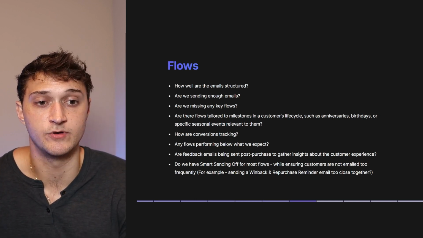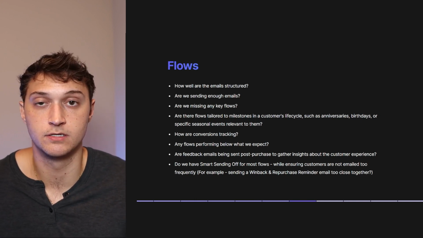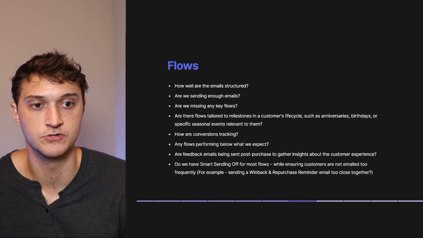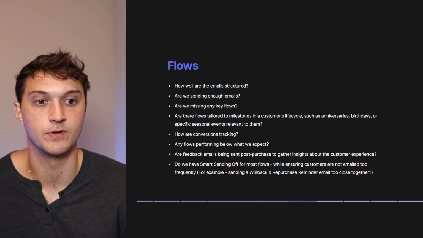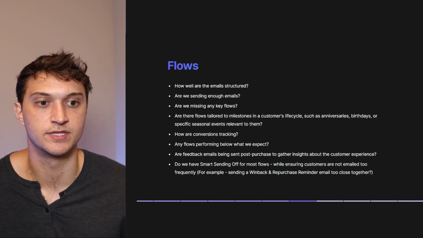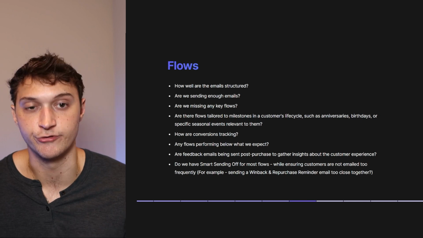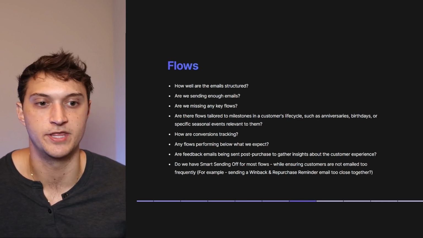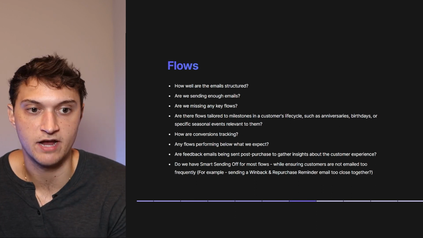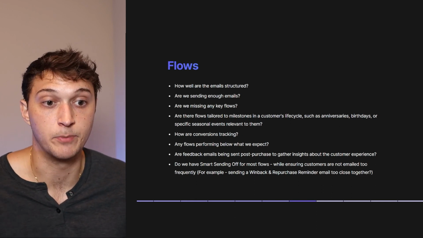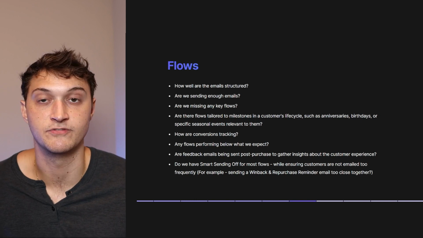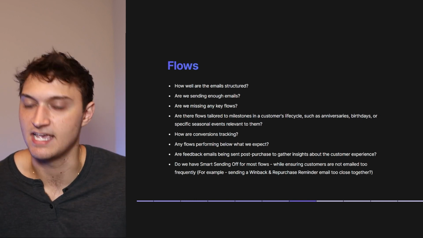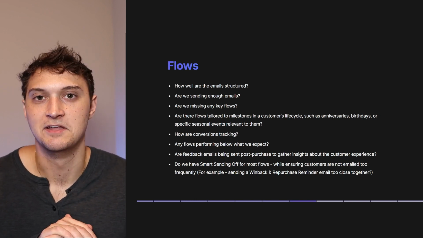And then finally here, we have smart sending. So generally, we want to turn this off for your flows. Not going to get into all the reasons here, but basically we still want to make sure that customers are not being emailed too frequently. So we could have two flows that really overlap. We don't want to do that. For example, that could be the post-purchase win-back flow as well as the post-purchase repurchase reminder email. A lot of times if you're not careful, you'll send the emails at the same time. The customer gets annoyed. No bueno.